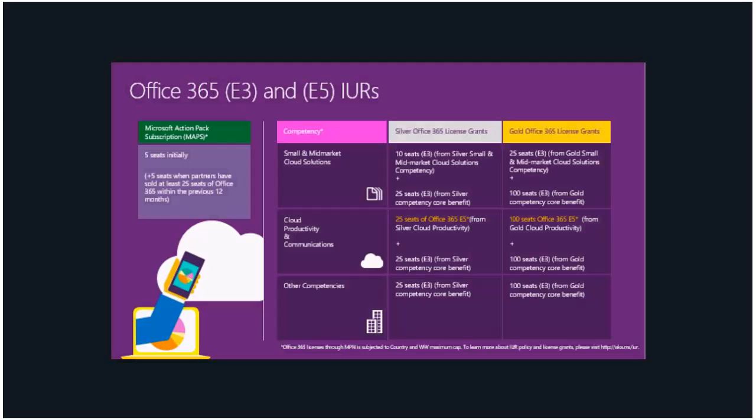For cloud productivity and communications, recently we announced the availability of Office 365 E5. So in addition to the core benefit, which is 25 and 100 seats of E3, you get 25 seats of E5 for silver and 100 seats of E5, again incremental, for gold, for cloud productivity and communications competencies only.